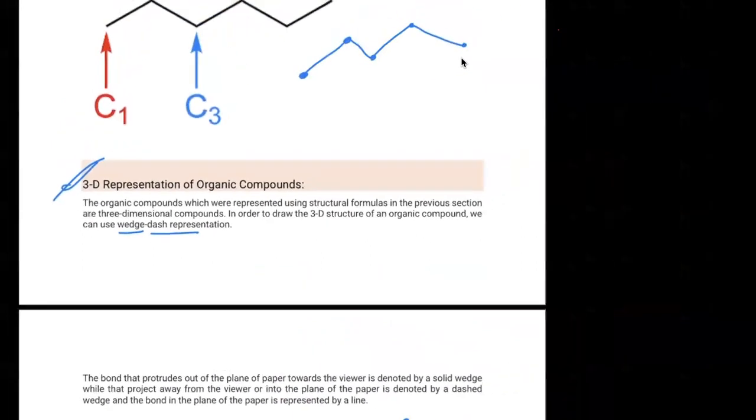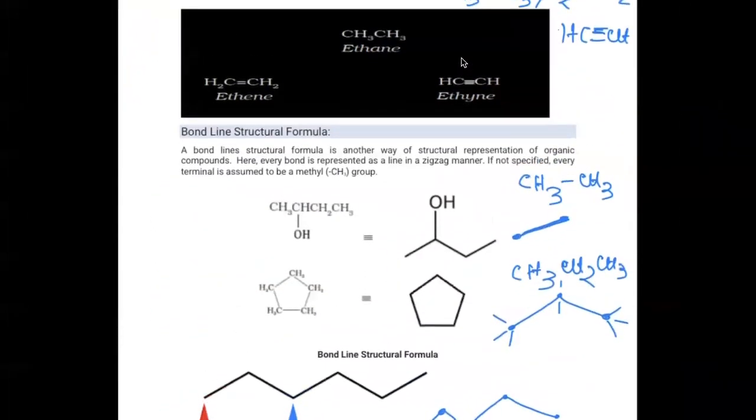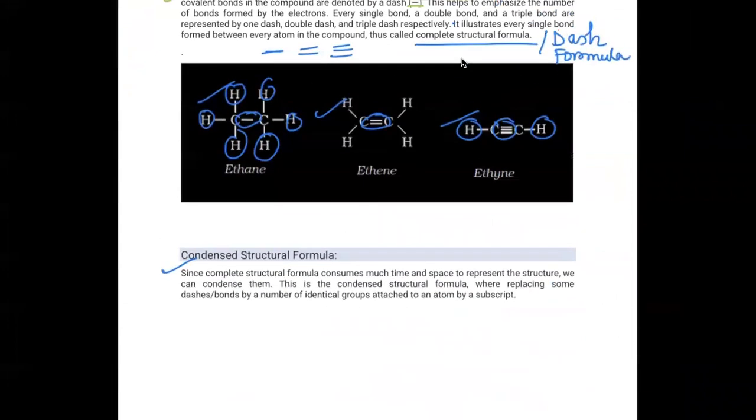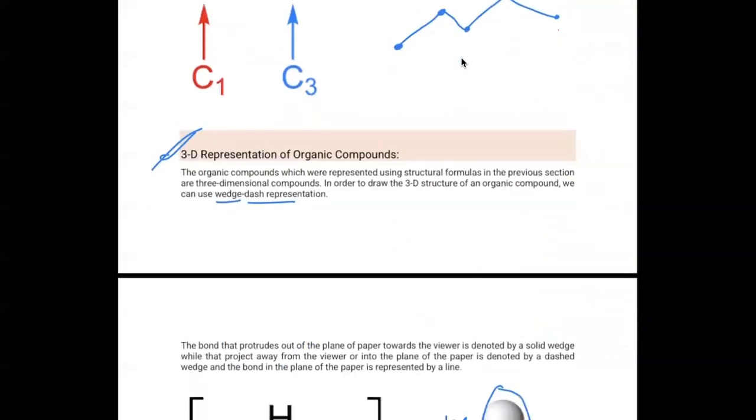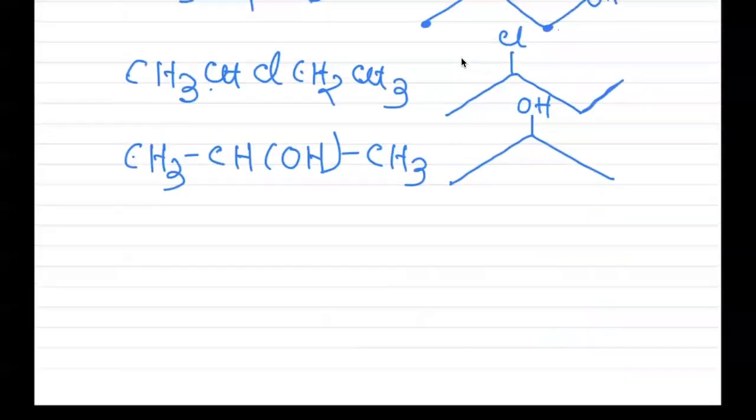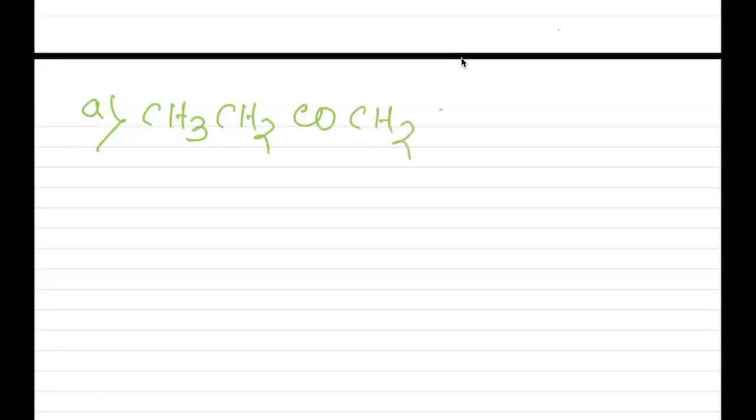Okay. Till this much, does anyone have any confusion? If you have any confusion, you can ask me right now. No confusion. Okay. So now we will solve a few problems. I'm writing one condensed formula: CH3 CH2 CO CH2 CH3.